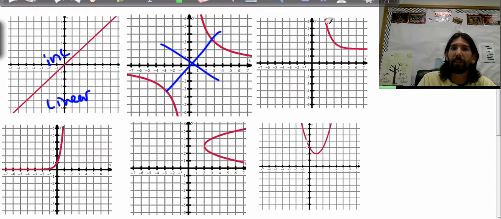This guy, he's decreasing the whole time. He's got that little flat part that we've been talking about. It's not actually flat, just looks flat. And he's not straight, so he doesn't have a constant rate of change. This is exponential.